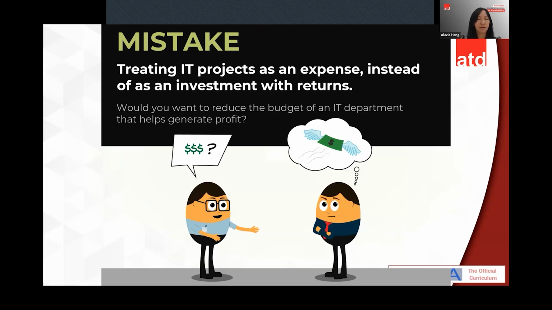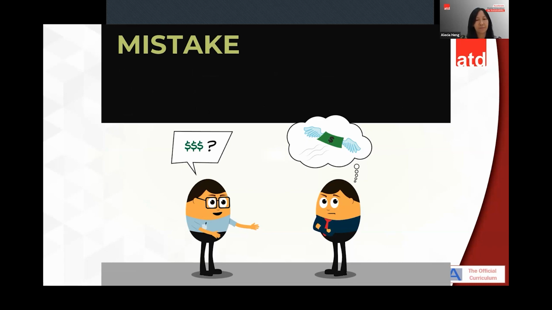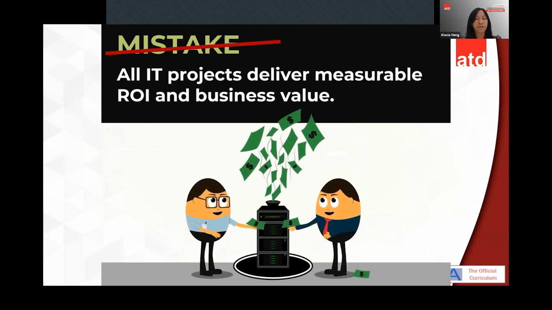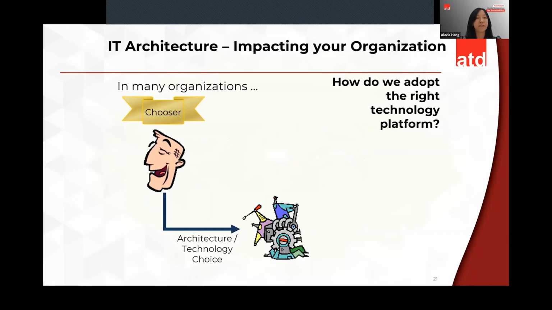How do we make IT able to deliver business value? So this is what we do in section 1, right? How do you adopt the right technology platform today? How do you choose a solution today? Do you go by cost? Do you go by requirement? Or any other factors that you are looking at?